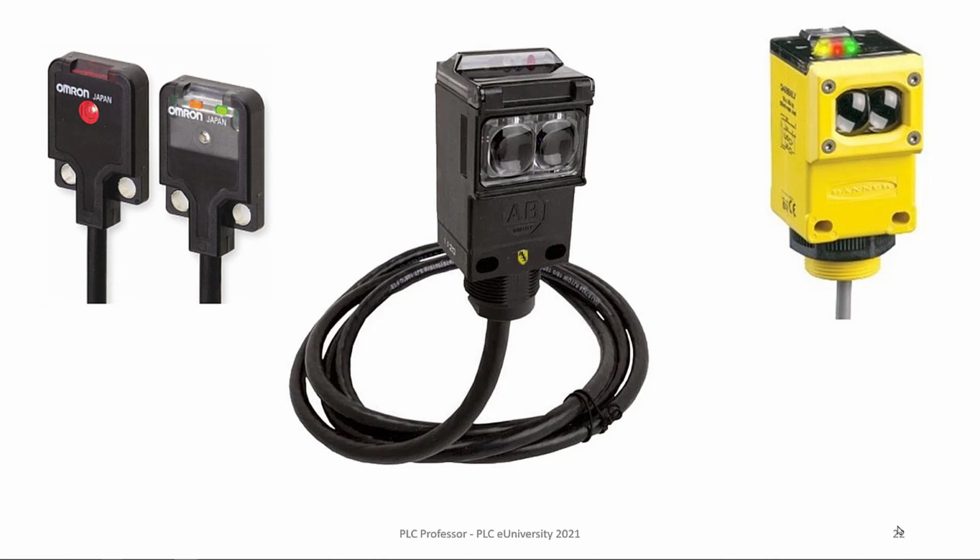So the red LED is your emitter, and the other one is the receiver that has the orange light and the green light. Orange says there's power, and green says it sees something. The other two could be retroreflective or diffuse reflective, because both of them have the emitter and receiver in one electronic enclosure. And we really don't care.